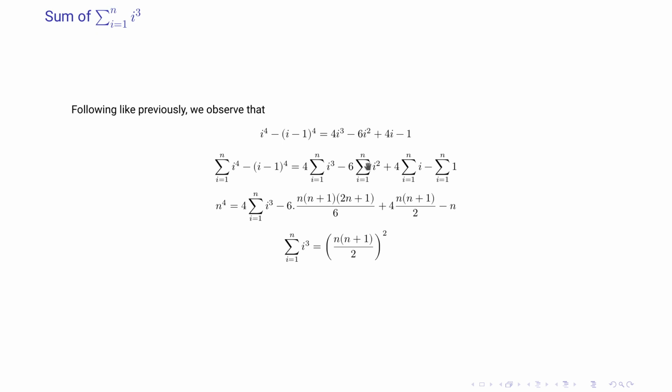Now sigma i square we have just computed as n into n plus 1 into 2n plus 1 by 6. Now the 6 constant is over here. Now we take the second, third and fourth terms to the left hand side and we find sigma i cube is equal to n into n plus 1 by 2 whole square.